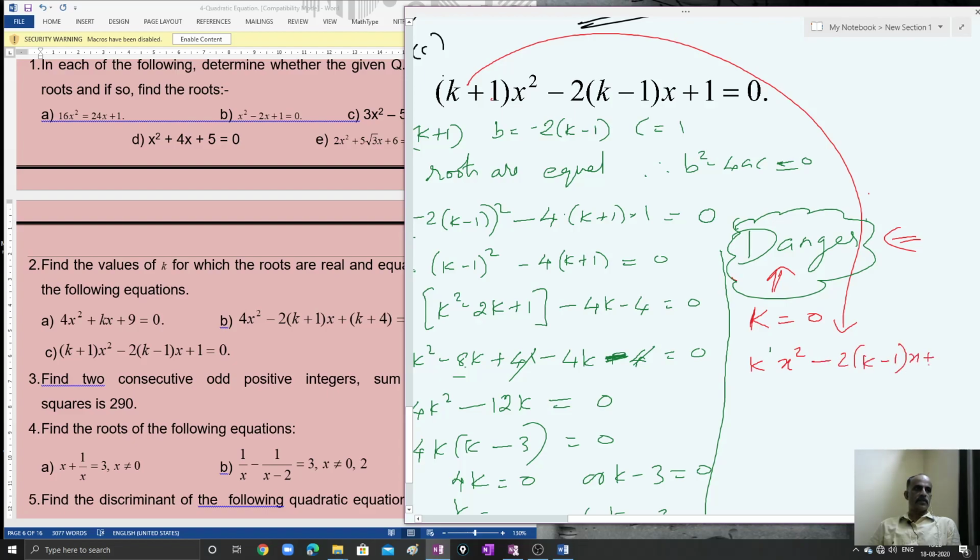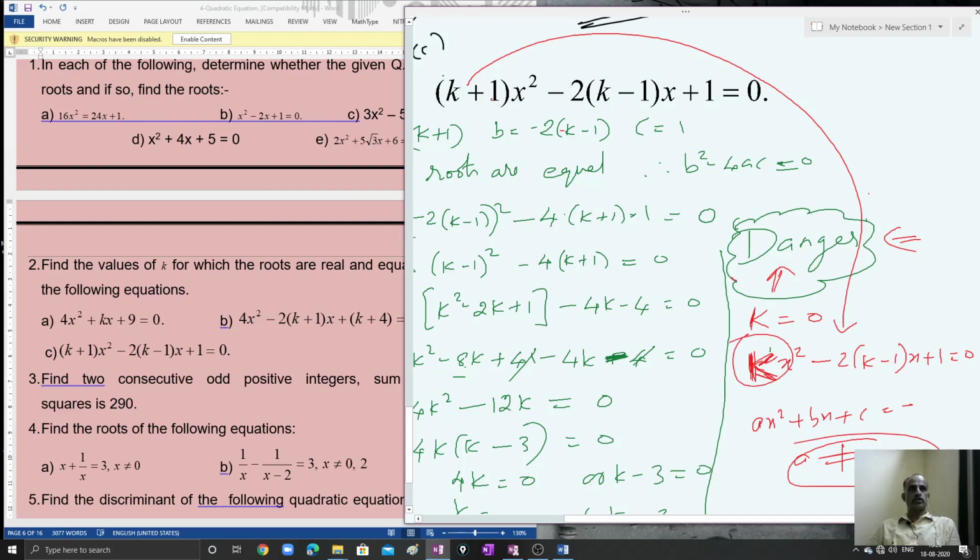You have to be very careful. It's not a trick, there's a trap actually. What is the trap? Suppose you are getting the value k is equal to 0. Can I put it over here? What happens in a quadratic equation ax square plus bx plus c is equal to 0? a cannot be equal to 0. So you have to be very careful with this particular case.